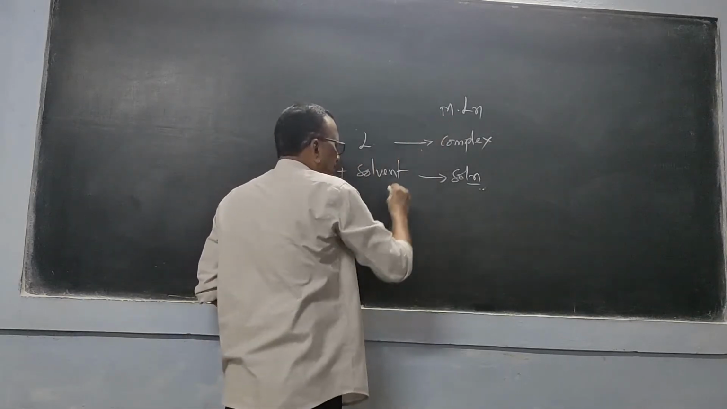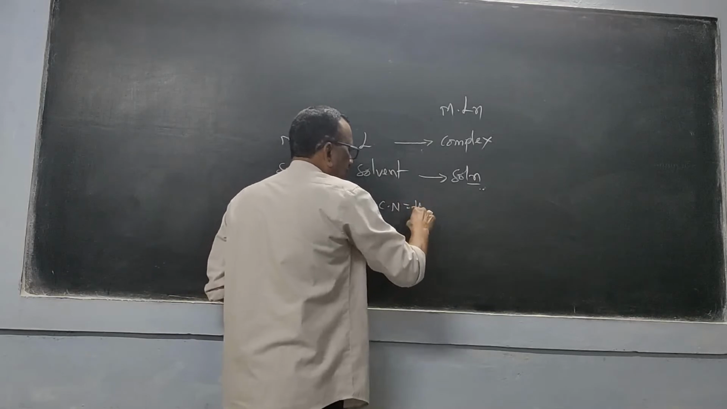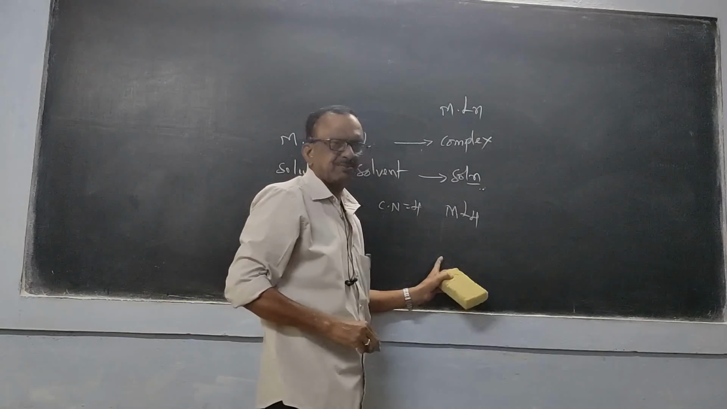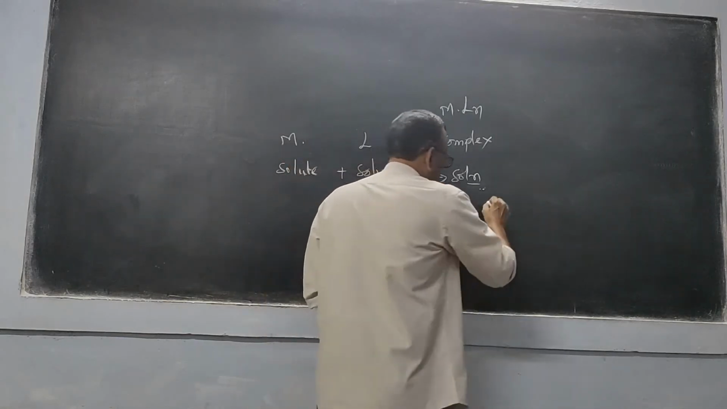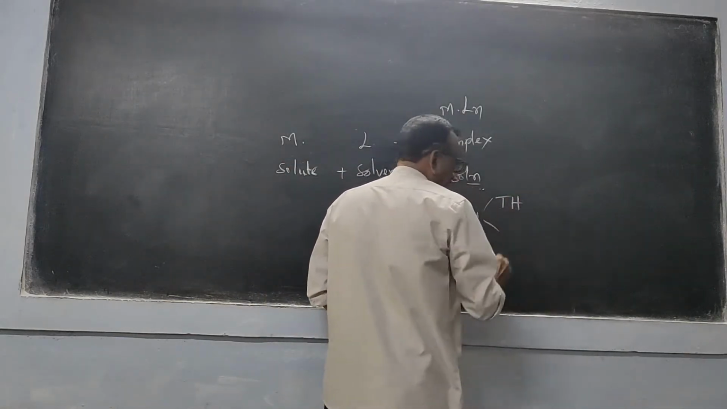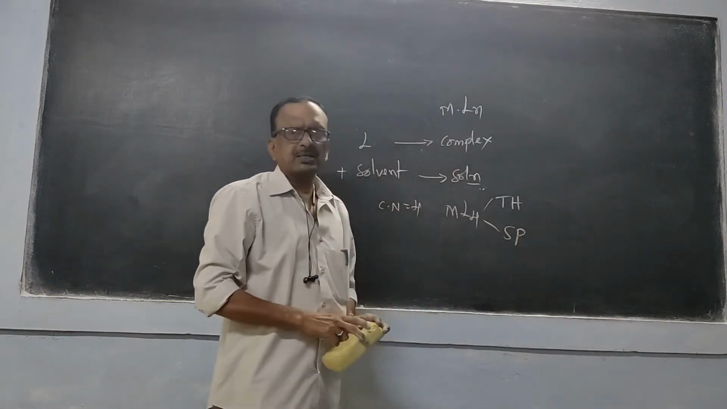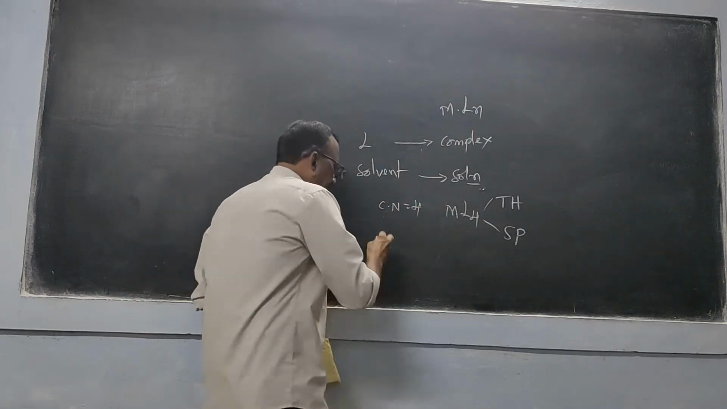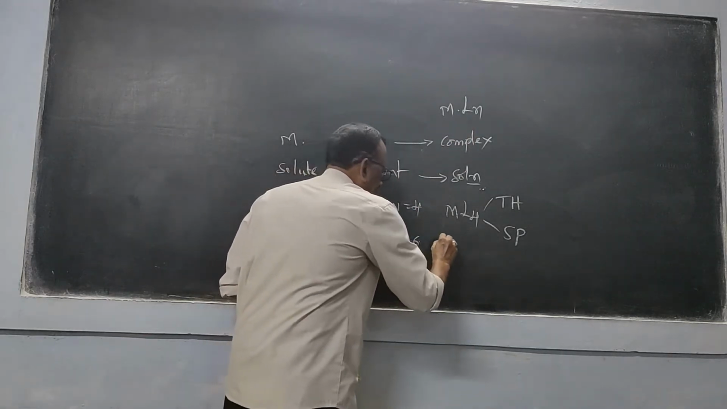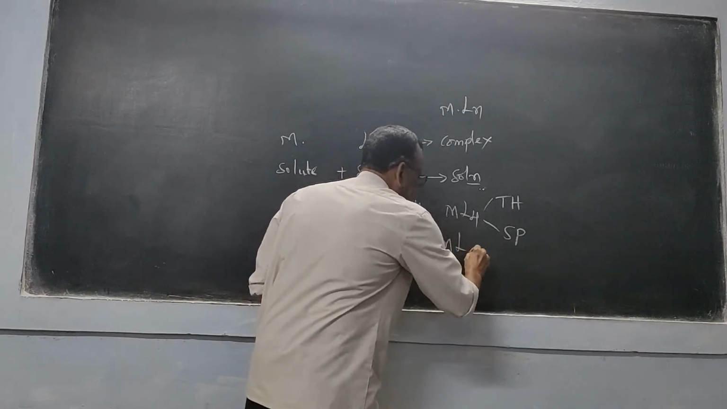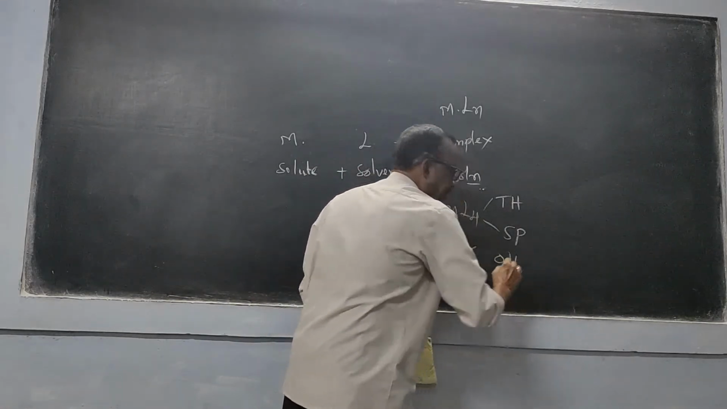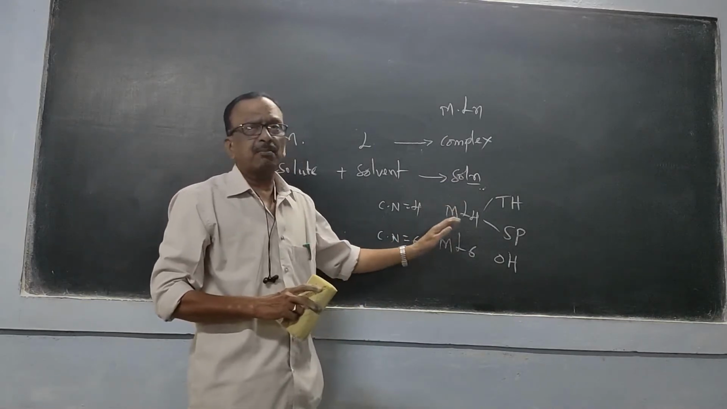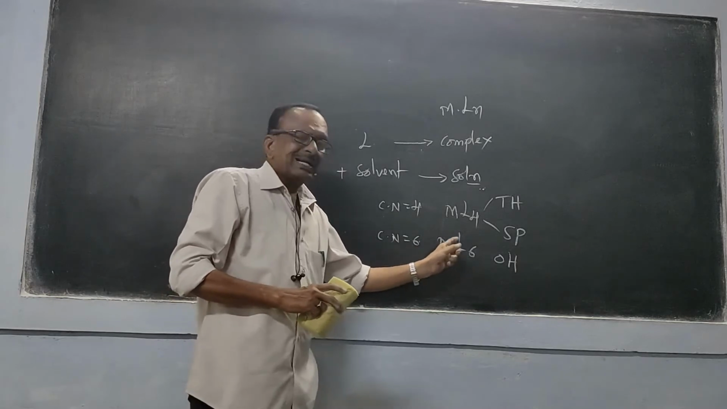Suppose if the coordination number of the metal is 4, then its formula will be ML4 you will write. Then it will have two structures. Either it may have tetrahedral structure or it may have square planar structure. And suppose if the n value is 6, then the coordination number is 6, then the formula will become ML6. That is an octahedral complex. So in the case of octahedral complex, the number of ligands is 6.